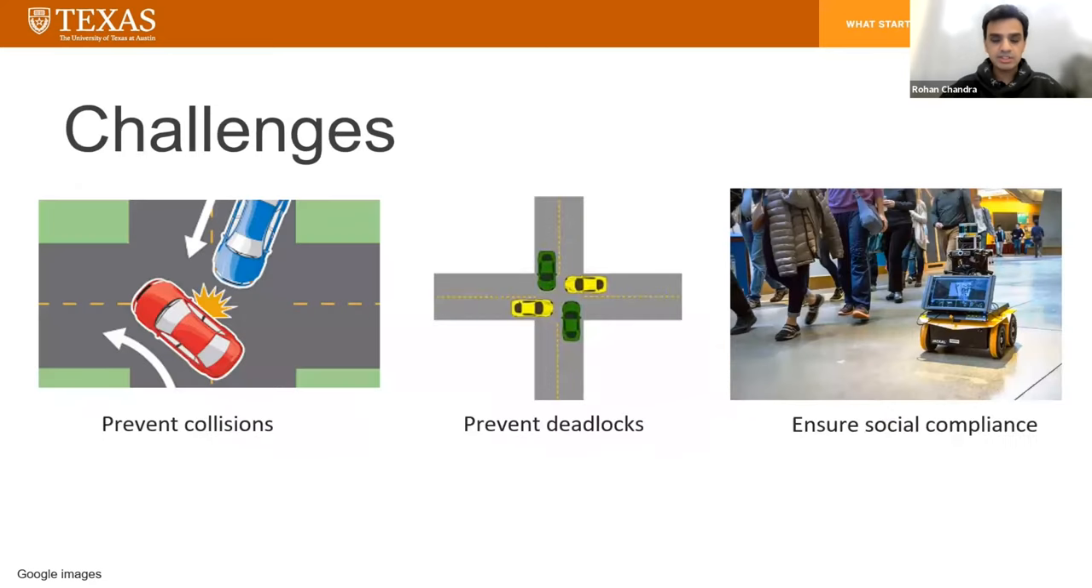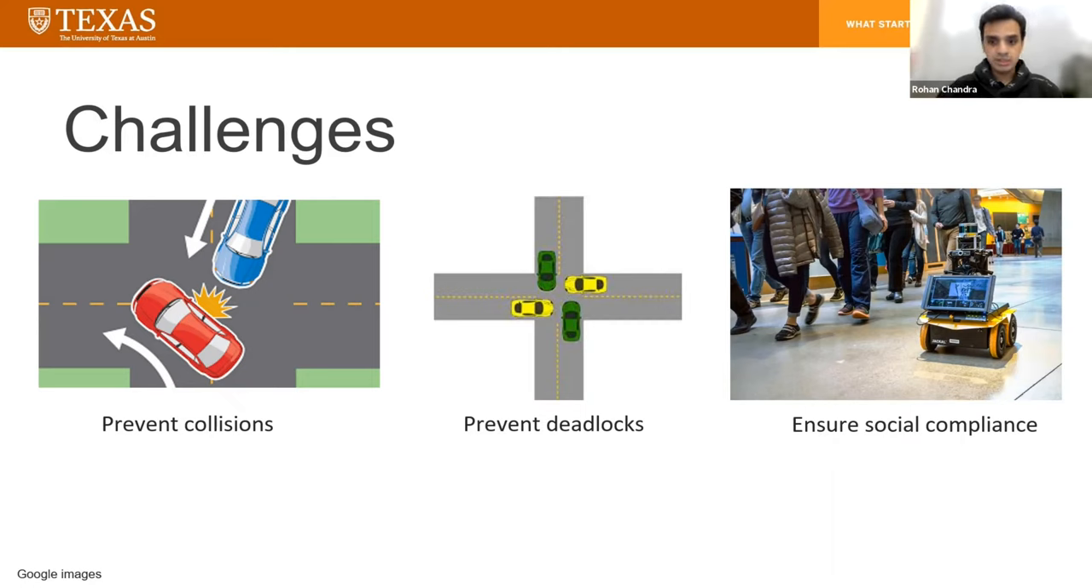And some of the challenges that we still have to contend with are that we have to prevent collisions, we have to prevent deadlocks, and we also have to ensure social compliance. So what are some of these things? So what is collisions is self-explanatory. We don't want robots to hit other robots or other humans.